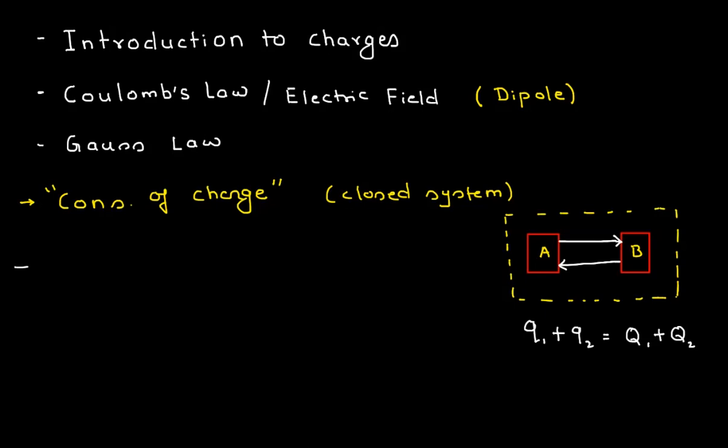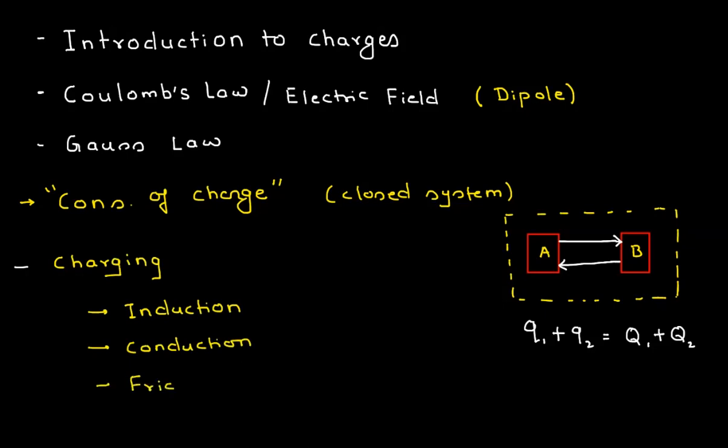So this particular section will be talking about charging also. Charging is done in three different ways: induction, conduction, and friction. Conduction is in the next chapter, the third chapter that talks about current electricity. Friction is a random process. Induction is a process which is very important, as some questions are solved by proper understanding of induction itself.